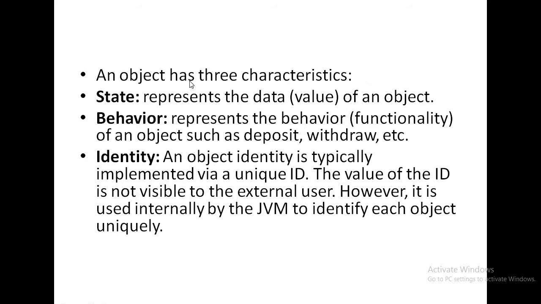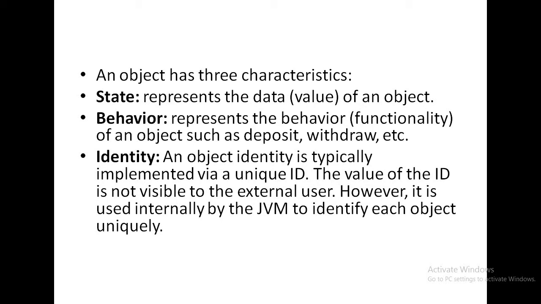Next, an object has three characteristics: state, behavior, identity. Object has some state. State means it has some data values, data members, variables. Behavior represents the behavior of an object, such as deposit, withdraw, bank deposit, bank withdraw. Okay, like this. Behavior means functions, member functions present in your program. And data members and variables are considered as states. Okay.